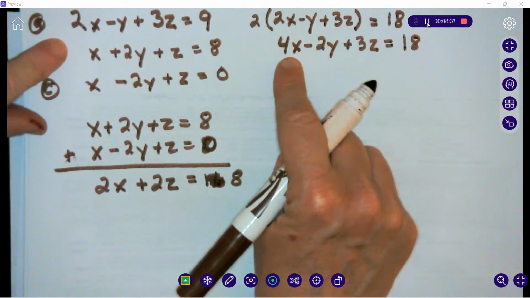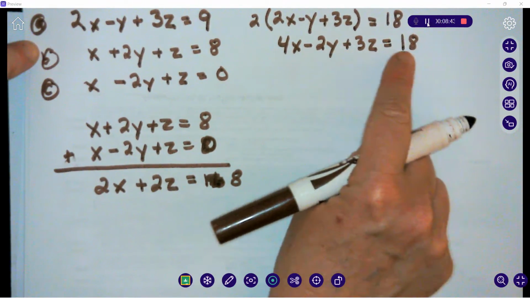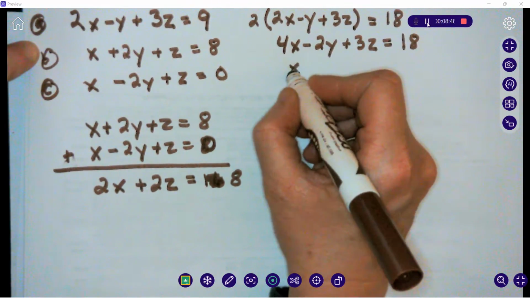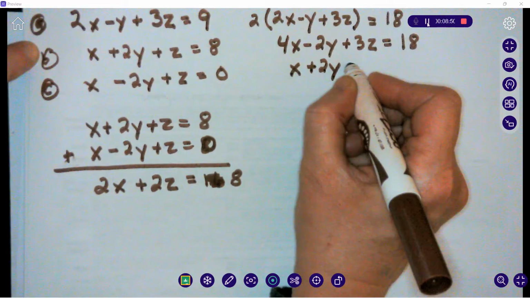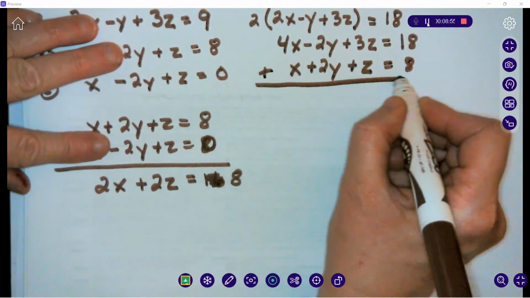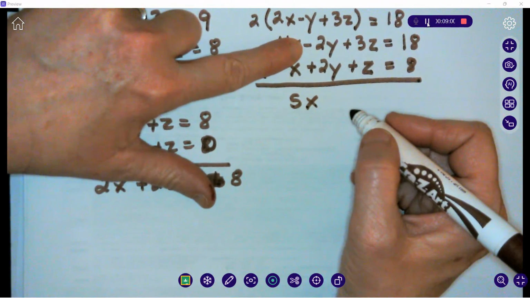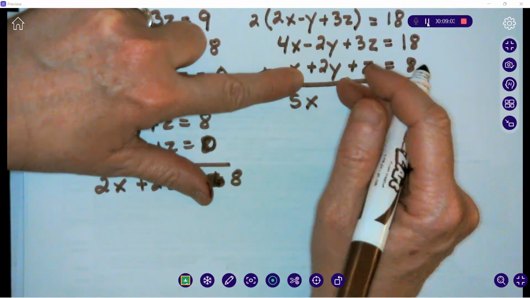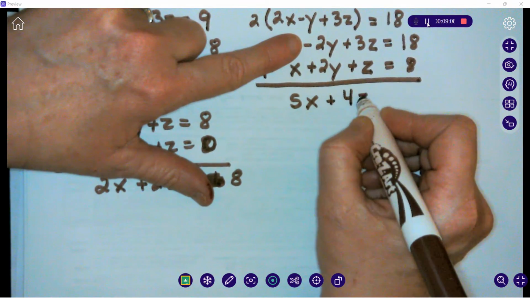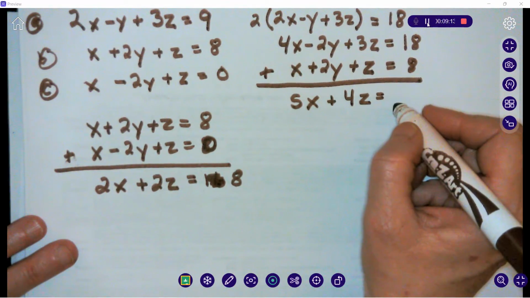Now we're going to add this equation, which is B, to this equation that we just multiplied by 2. We're going to take and add x plus 2y plus z equals 8. When we add those two equations together, we get 4x plus x is 5x. The negative 2y and the positive 2y cancel out, and they make us just 0. Then we have 3z plus z would be 4z, and 18 plus 8, which would be 26.